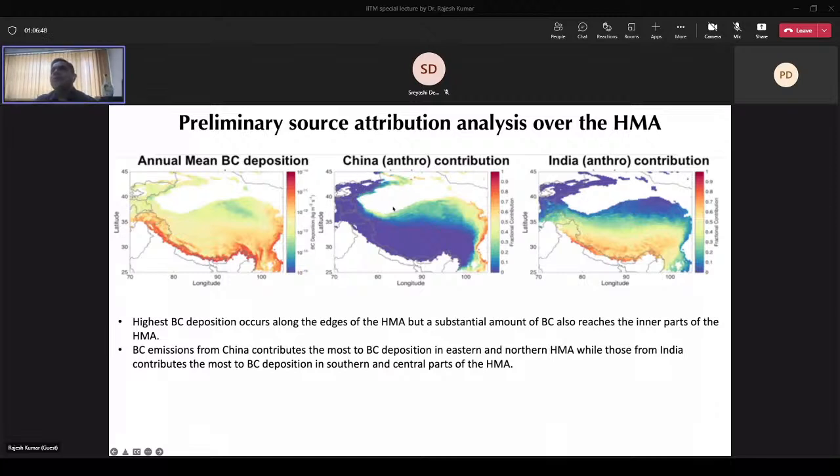So now we look at the contribution of China, and China is contributing mostly along the northern and southern boundaries of the high mountain Asia, while the contributions from India are higher along the southern boundary. In fact, the emissions from India are even penetrating to the center of the high mountain Asia. This may be because of the higher convective transport, stronger convection that facilitates the lifting of emissions to higher altitude and their transport to the high mountain Asia from India.